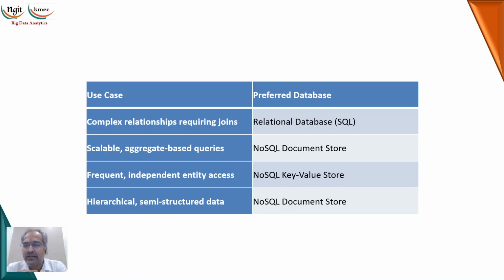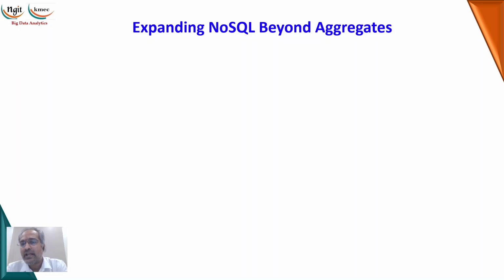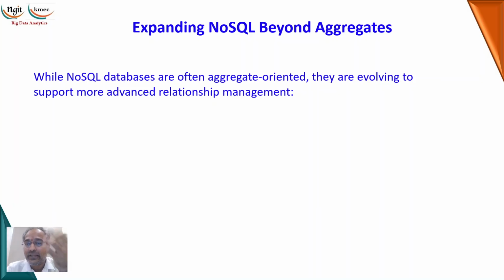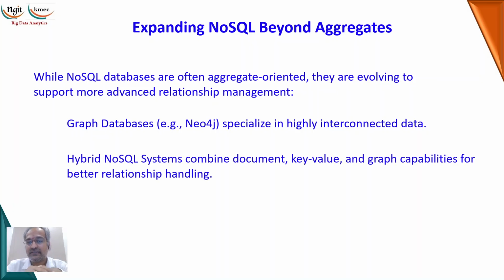And for frequent independent entry access, we can go for the key value. For hierarchical semi-structured data, we can go for the NoSQL document, and also we can go for the graph. So these are the various things. And expanding NoSQL beyond the aggregates, what is there beyond the aggregates? While NoSQL databases are often aggregate oriented, they are evolving to support more advanced relationship management, that is, the graph database. They are very much interesting.